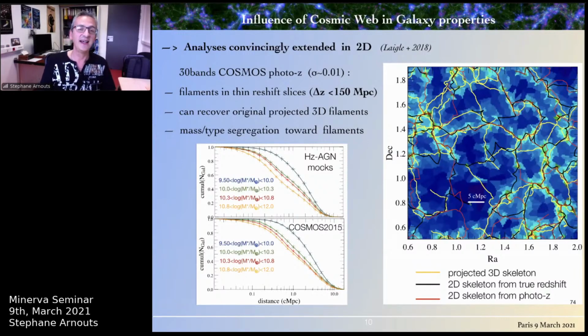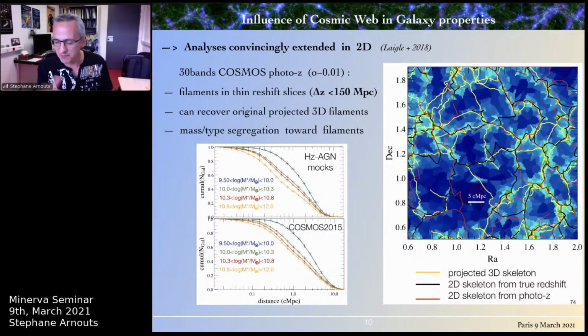And indeed, recently, Clotilde Laigle has shown that we can have this type of approach also with photometric redshifts. She did it in a well-known survey, the COSMOS field, where you have 30 bands, so pretty accurate photo-zs, better than 1% accuracy. So sigma-z, which we will talk about very often during this talk, is the accuracy of the photometric redshift, which is about 0.01.